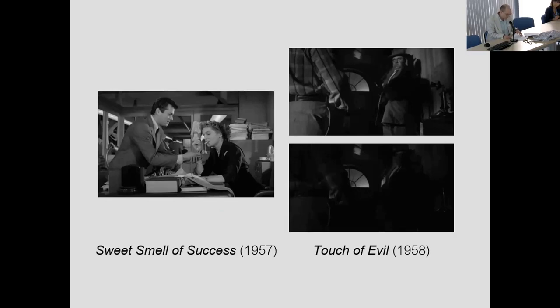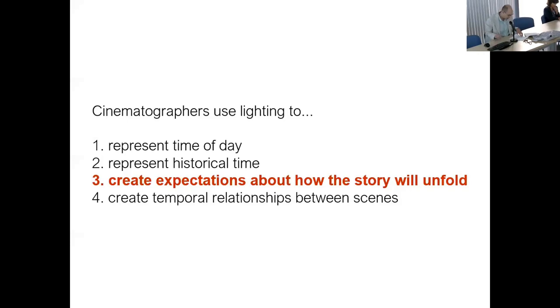My next two functions are even more thoroughly temporal because they appeal even more strongly to narrative understanding. So, number three: a cinematographer can use lighting to create expectations about how a story will unfold. The expectations I have in mind are genre-based. The lighting follows conventions that lead us to expect the story to unfold in a particular way. The ensuing story may or may not fulfill those expectations.